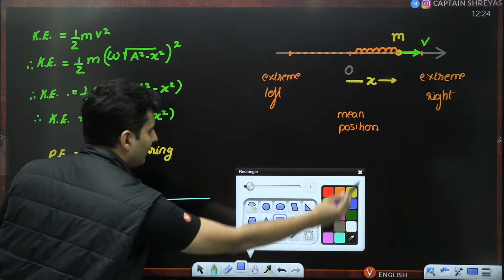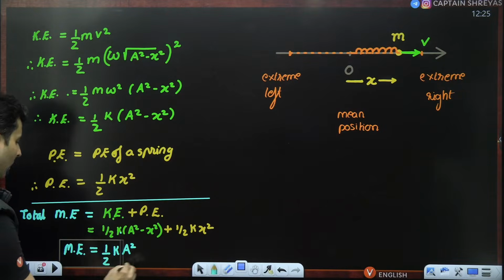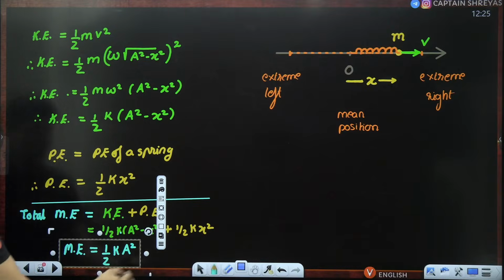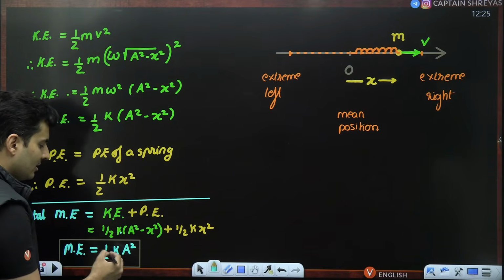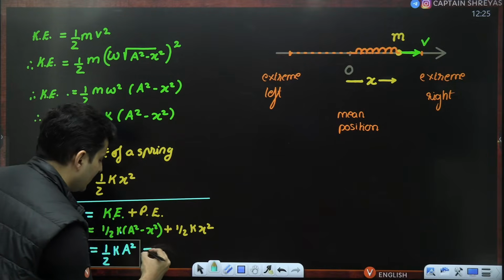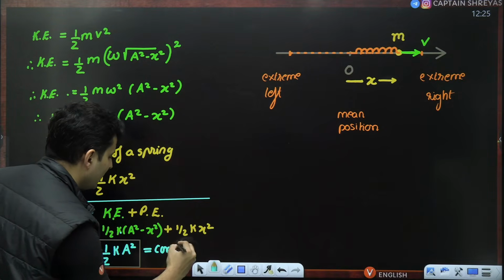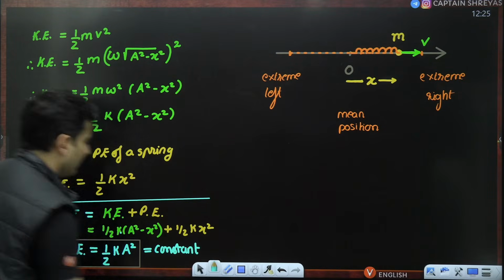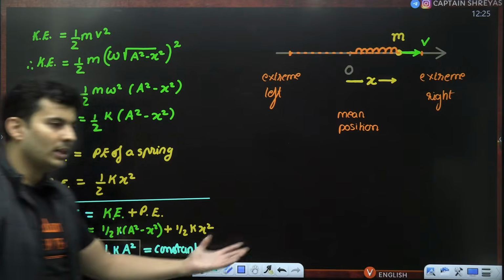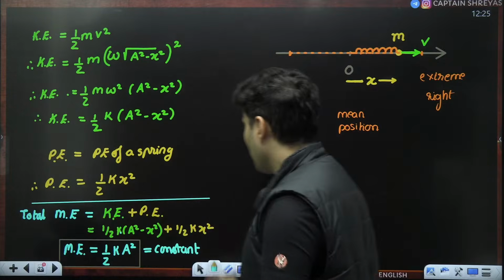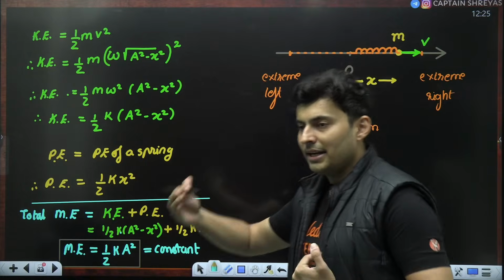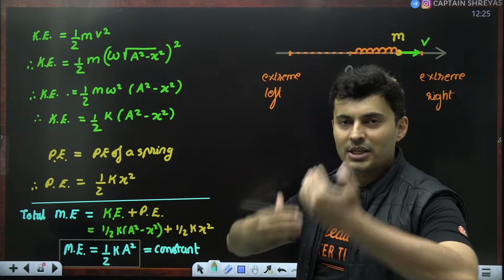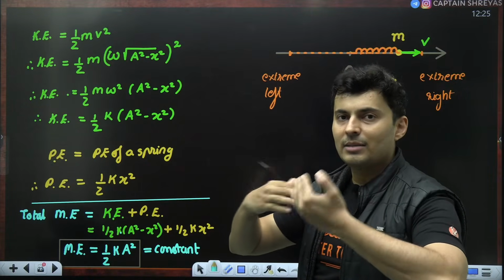And I think we should block this. And observe, it is half k into a square. A is the amplitude. So neither a will change nor k will change. Half is a constant. So this is obviously going to be a constant. It kind of makes sense that the total energy should be conserved. Constant means it is conserved. Spring gets converted into kinetic, kinetic gets converted into potential, and that interconversion keeps on happening.